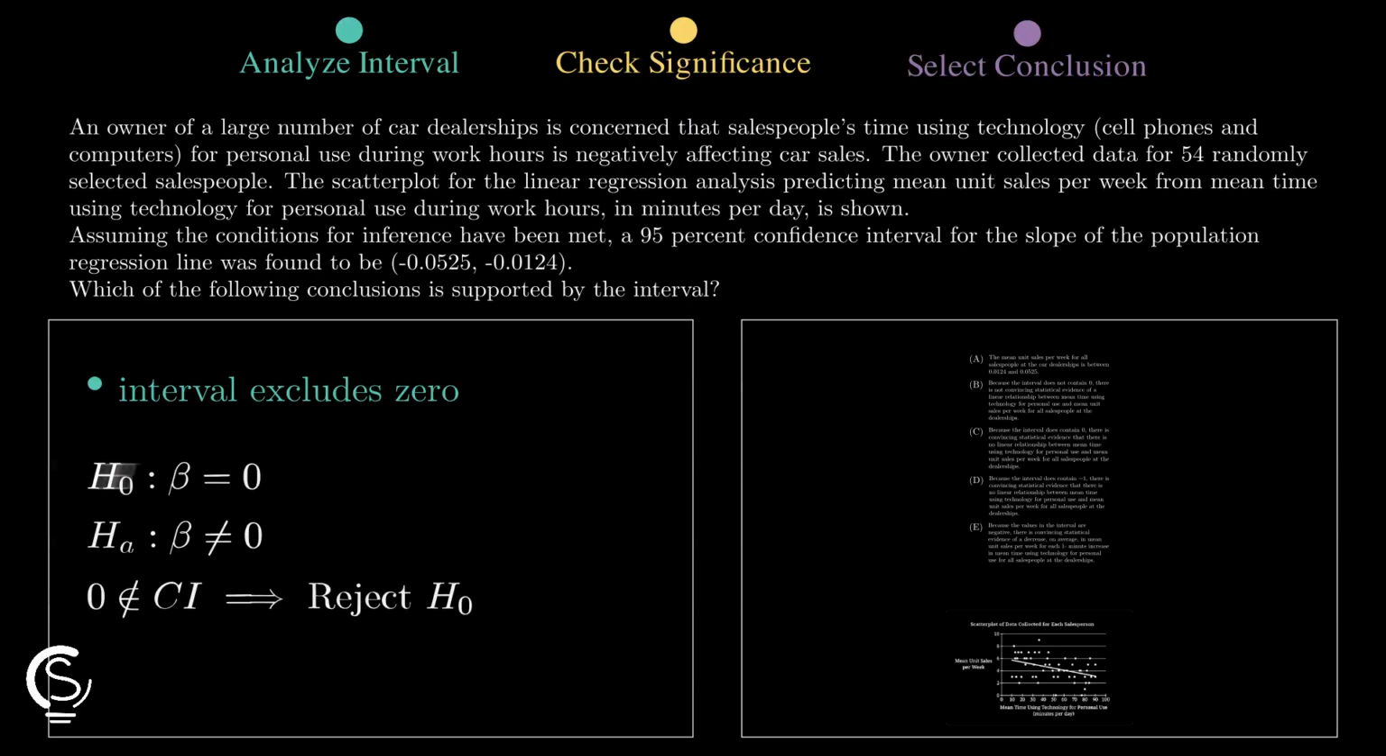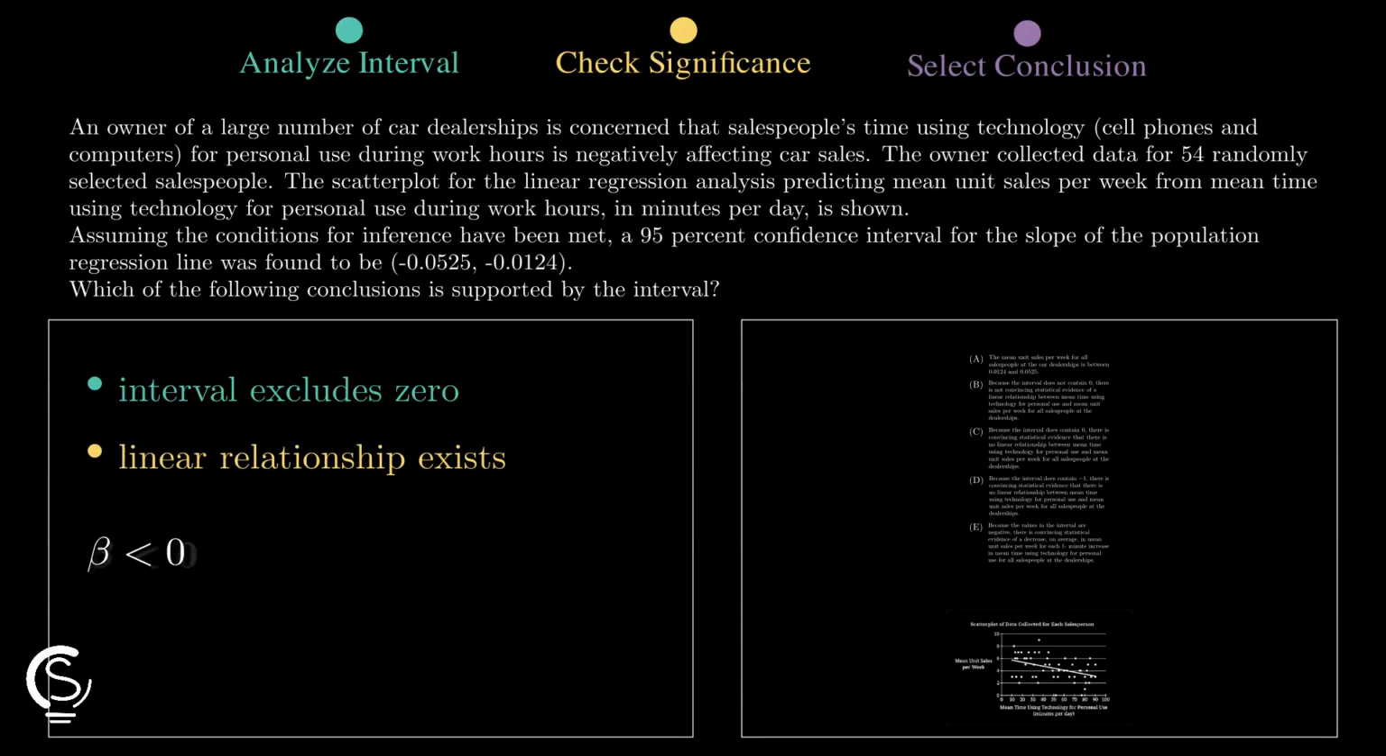Because the entire interval is negative, we conclude there is a statistically significant decrease in unit sales for each additional minute of technology use. Option E matches this result perfectly.